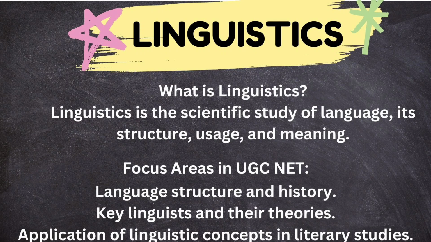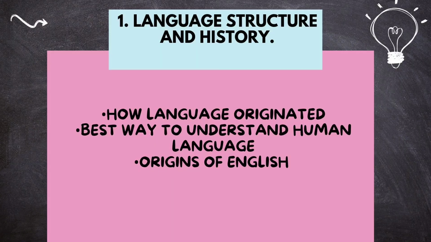So this is all about what linguistics is and the key areas we are going to focus on in our upcoming part. First, to make our foundation clear about language and linguistics, we need to understand how language originated. We need to know some of the best ways to understand language, and we need to know about the origin of English. So now we are going to learn about these things to make our foundation clear.